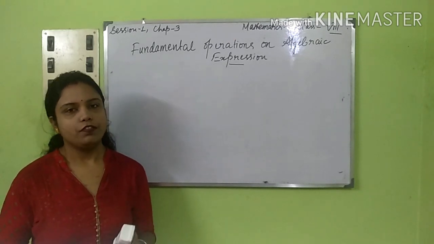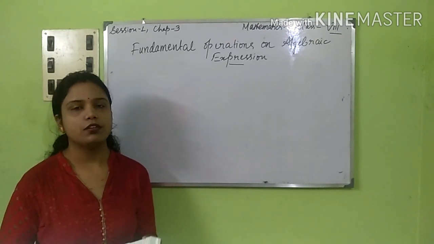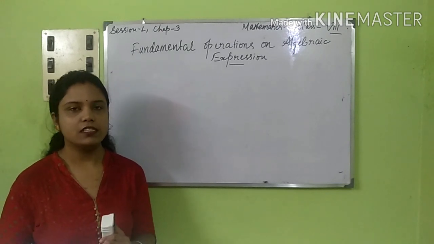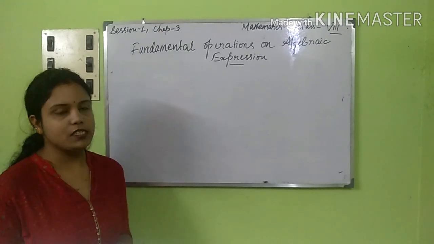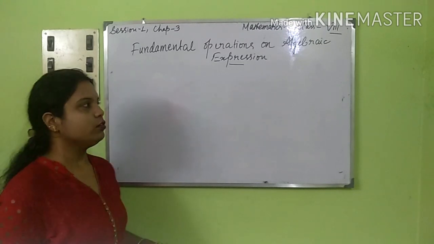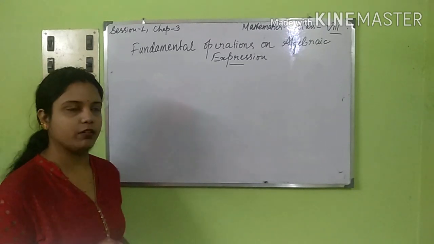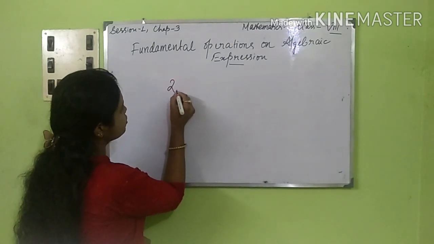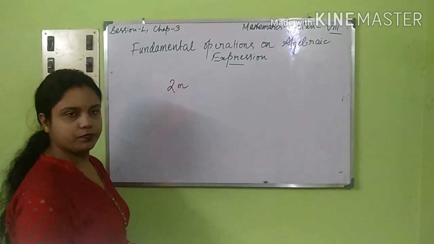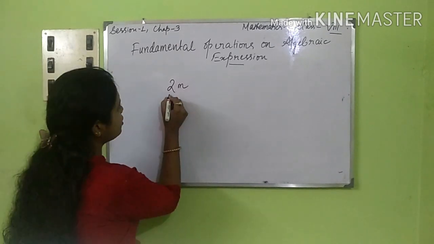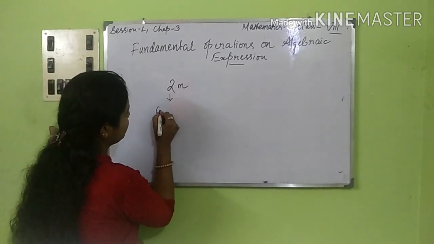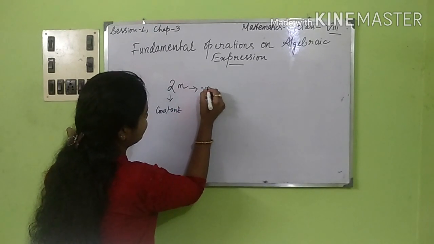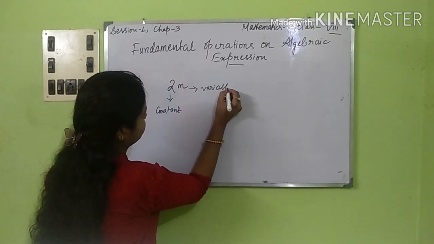Now, the first thing that we are going to talk about in algebra, the very first concept of algebra, is what is a constant and a variable. Suppose 2m is a number. Here 2 is said to be the constant and m is said to be the variable.